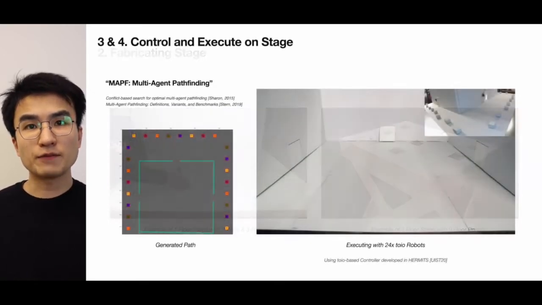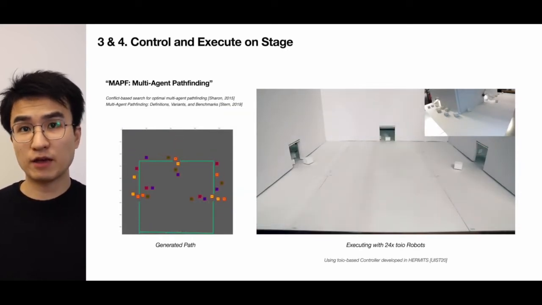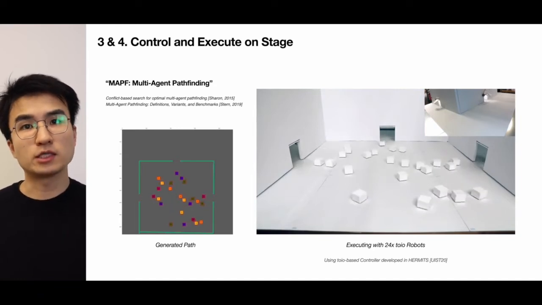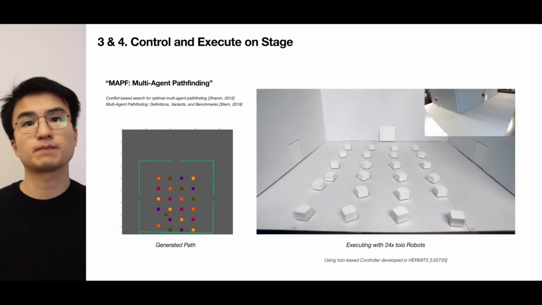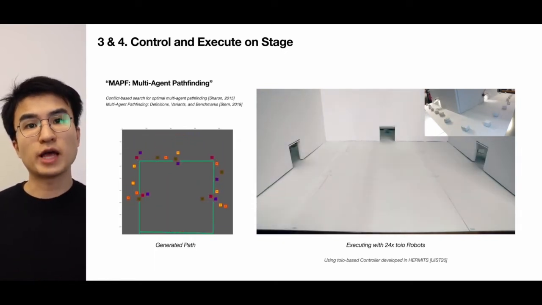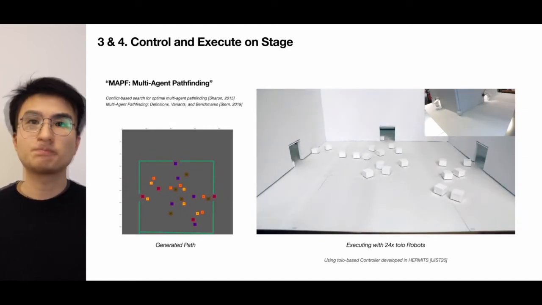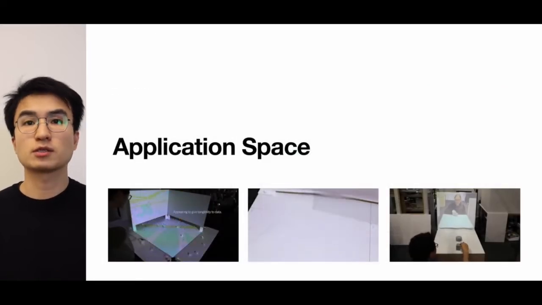For controlling and navigating multiple robots on the stage, we have employed MAPF, multi-agent path finding, to automatically generate paths from designated origin points to target points. This is a technique and research area well developed in action planning for warehouse robots, and the detail can be found in our paper. Based on our prototype, we demonstrated potential applications.